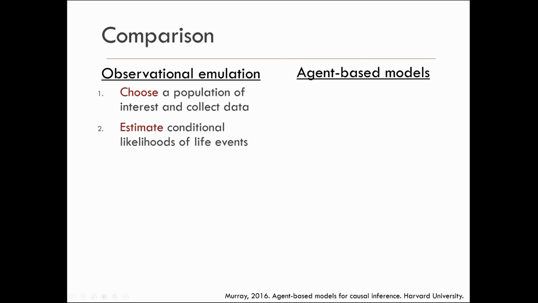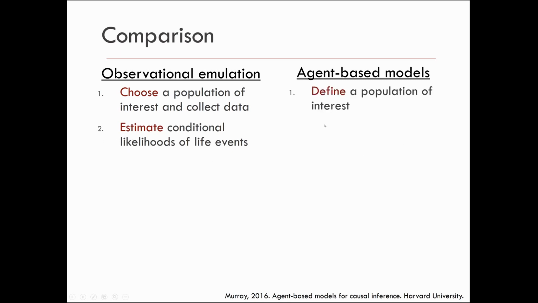Once we've done that, we use the data to estimate how likely things are to happen to individuals in this data set. So we estimate the distribution of the confounders, we estimate the distribution of exposure, we estimate effect modifiers, et cetera. And so these are all conditional likelihoods or probabilities of various different life events.